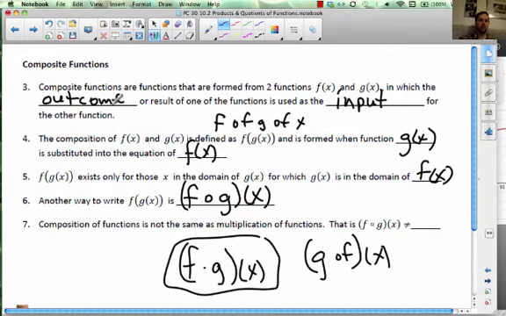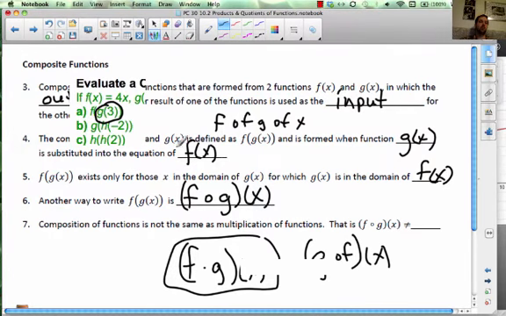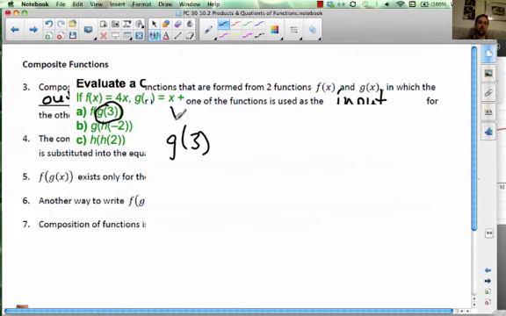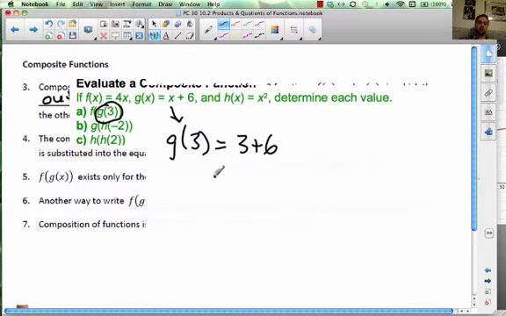So let's see what this looks like. So f of x is 4x, and g of x is x plus 6, and h of x is x squared. We want to determine each of these composite functions. F of g of 3. So we start off on the inside and work our way out. So we'll start off with g of 3. So g of 3 comes from here, and this would be 3 plus 6. So g of 3 is 9.